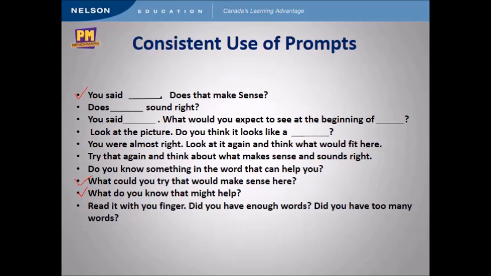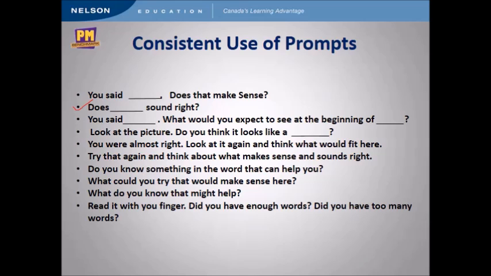But what's really critical here is that we use these prompts consistently, so we don't change the way we're saying them. So we'll always say, you said, does that make sense? What could you try that would make sense here? So we want to make sure that we're consistently using the same prompts. If we're going to be using a prompt for a student who's struggling with structure, we would always say to the student, you said, does that sound right? Because this is where we're focusing on the structure of the English language.